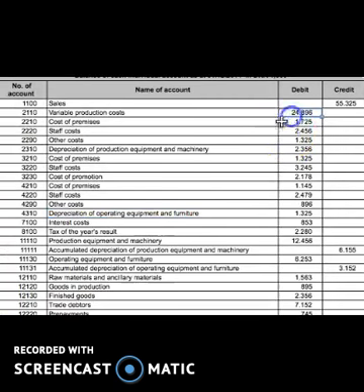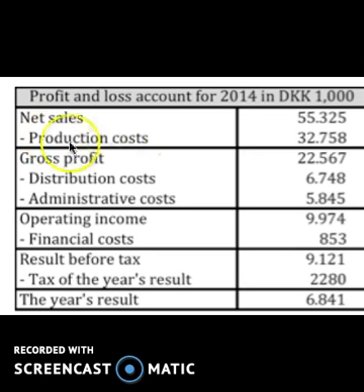The next one is the variable production cost. In here, we include cost of premises all the way to depreciation of production equipment and machinery. This gives us the total of 32,758. Therefore, now we can subtract the production cost. This gives us the gross profit of 22,567.